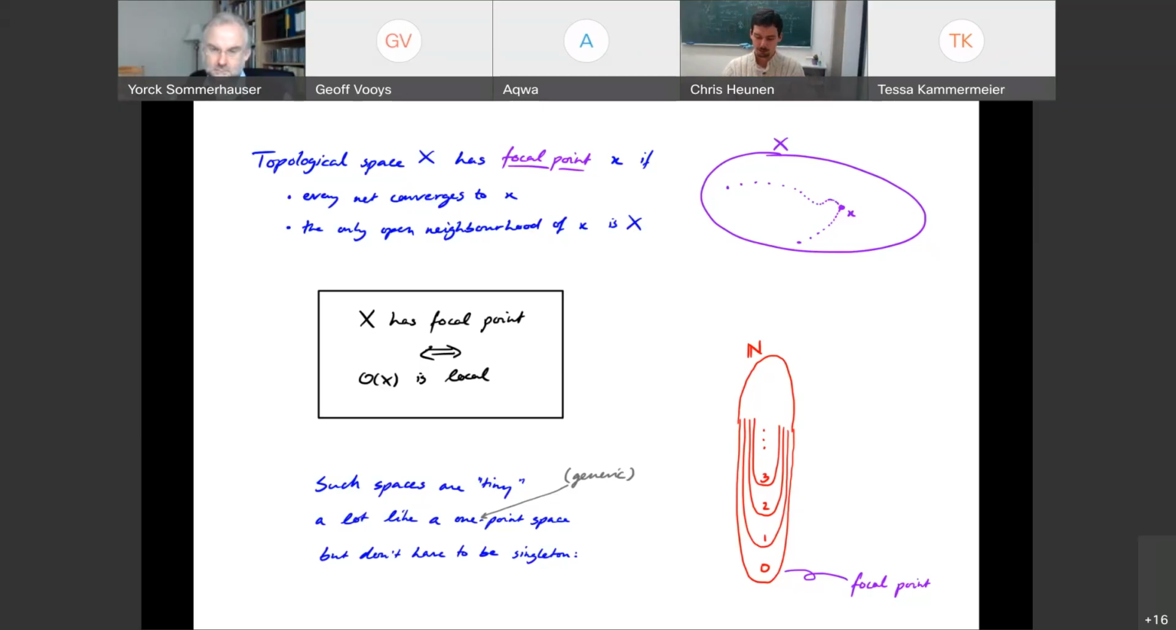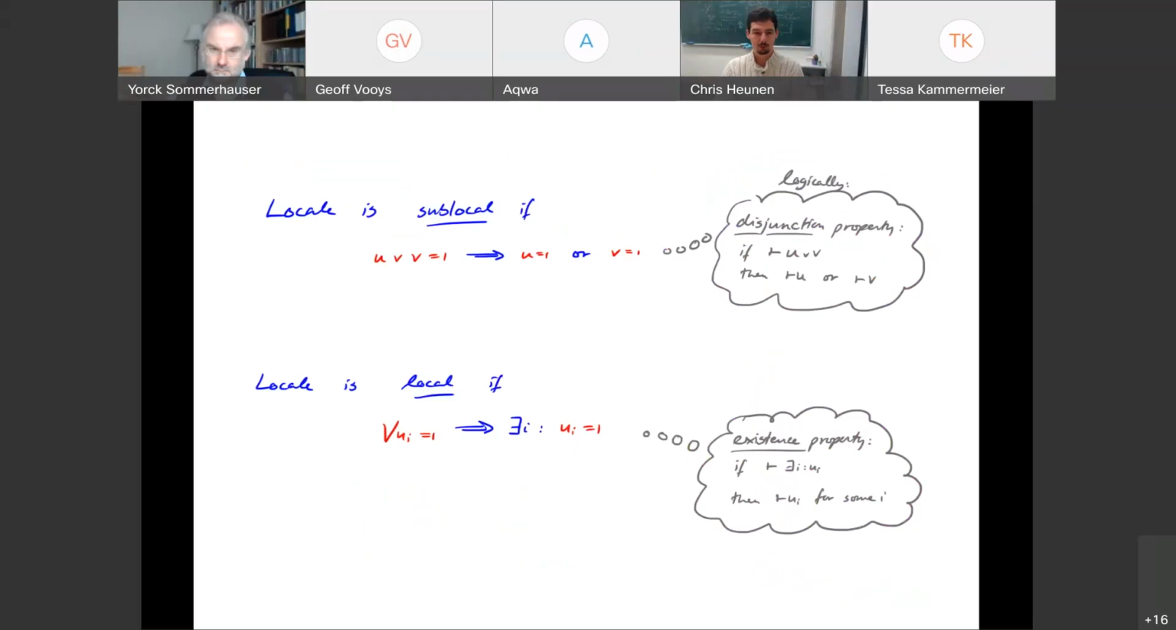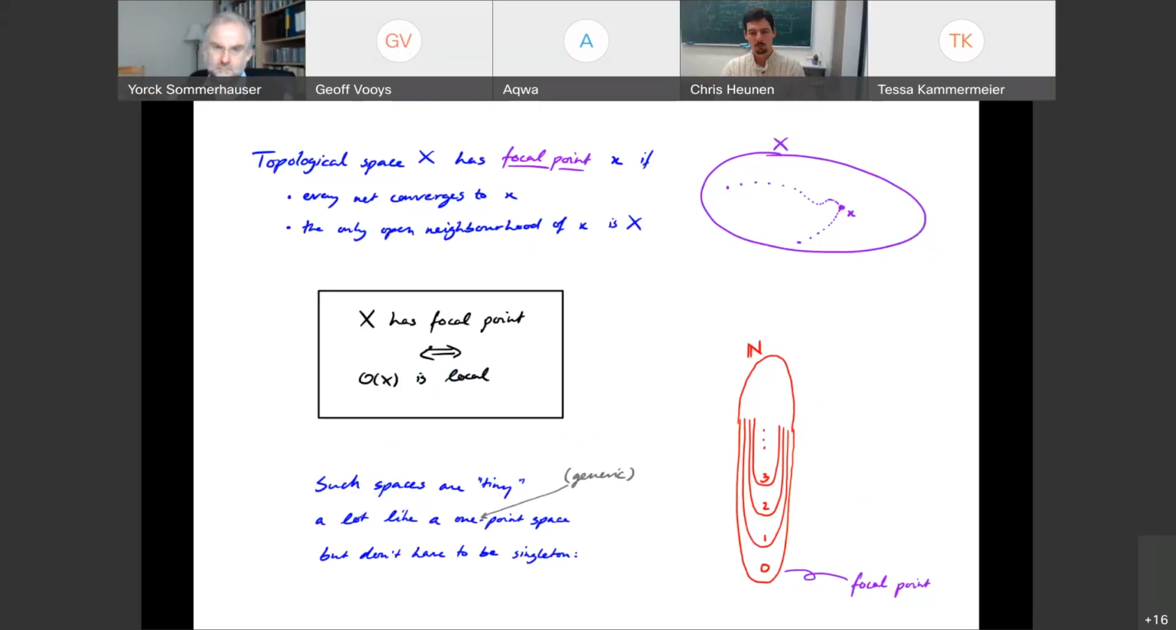And it turns out that this definition of local that we had on the previous slide is an equivalence: the locale is local if and only if the space has a focal point. So if you give me a topological space, it has a focal point if and only if its locale of opens is local. We think about these kinds of spaces as tiny spaces because they are a lot like a one-point space, where there's one generic point. There could be more than one focal point, but they will be indistinguishable in the topological sense. So there is some sort of one generic point somewhere in the space, and it determines everything there is to know about the space.